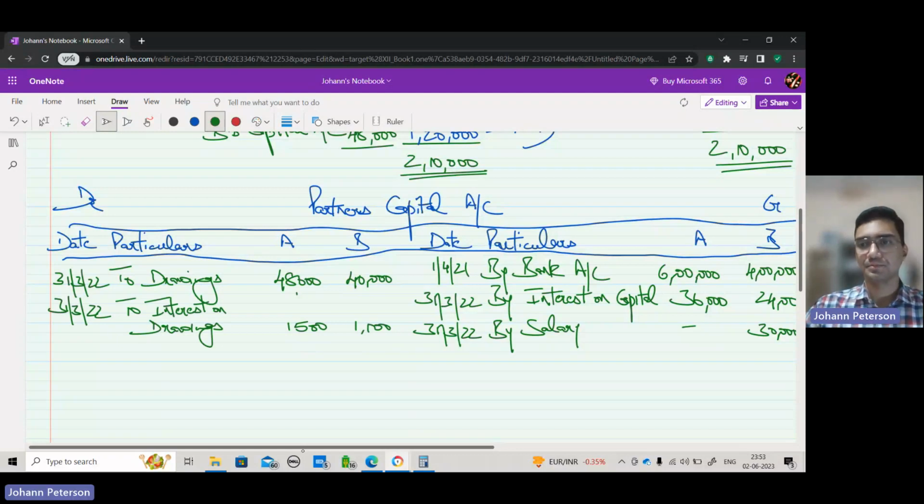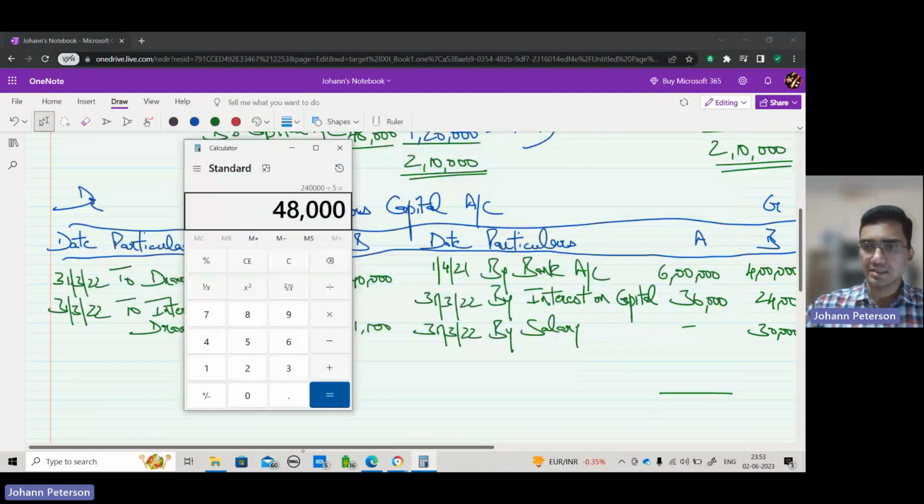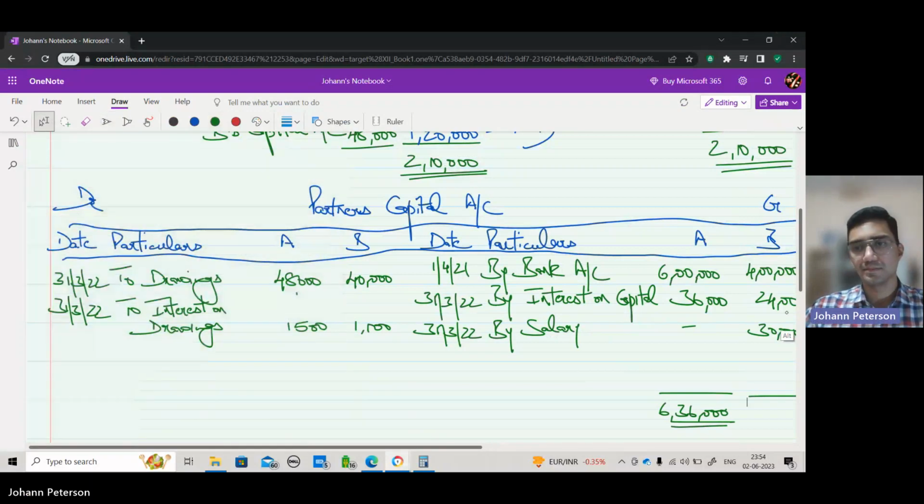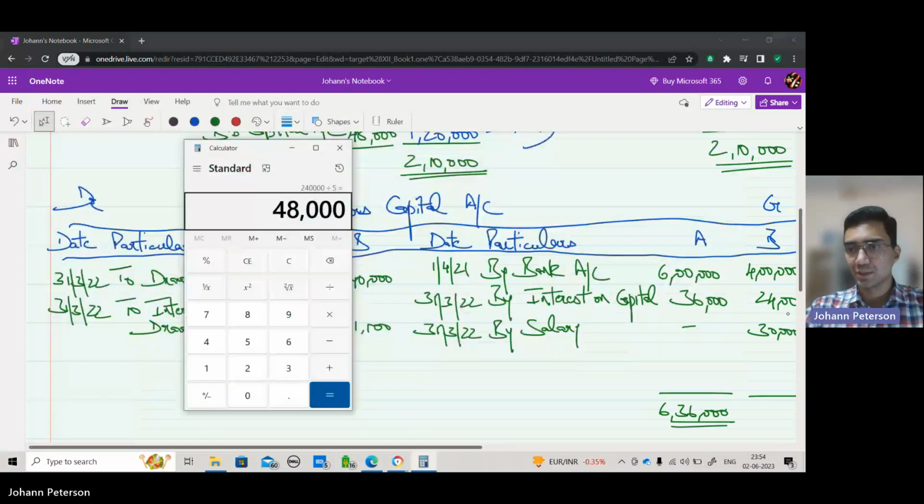All right, so these are the figures which we can put in this. Now let's find out our balancing figure. Definitely we can see that the credit side is more, so we will be left with a balance on the debit side. So what is our balance? 6,36,000 on the credit side, and the other is going to be 4,24,000 plus 30,000, that is 4,54,000.